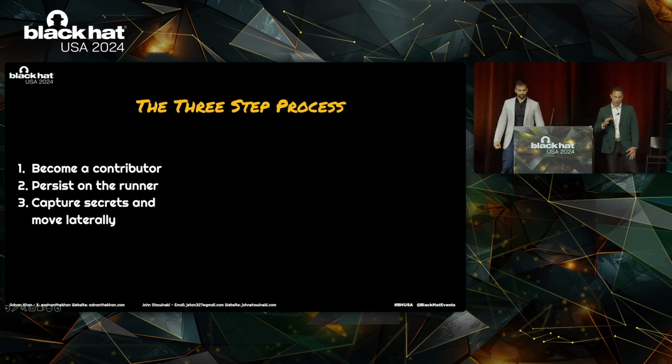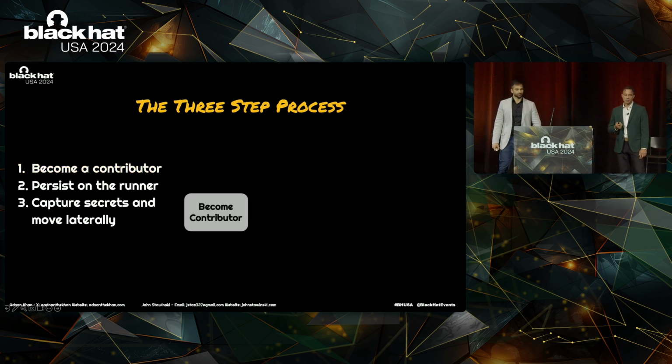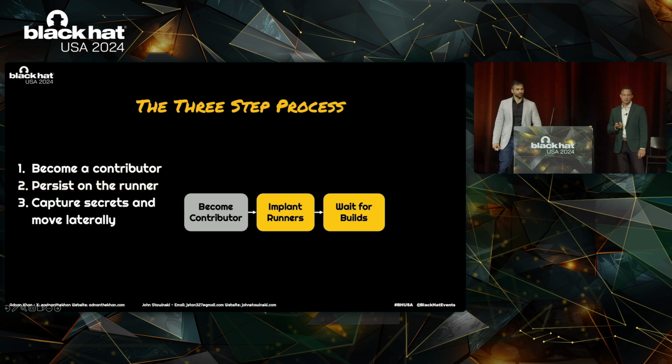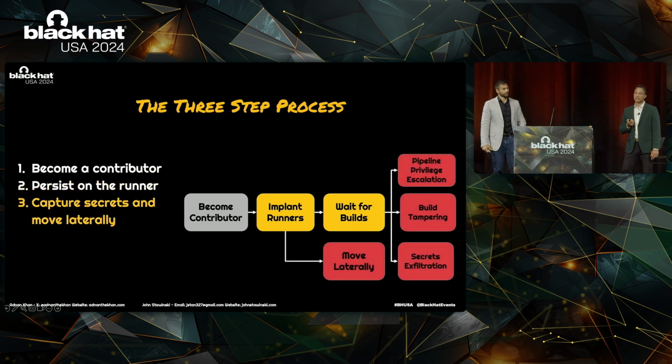We broke our common attack path down into 3 steps for you guys. Step 1 is become a contributor. Step 2 is persist on the runner, so we'll install our Runner on Runner C2 on their self-hosted GitHub runners. And then step 3, following these nice diagrams, is capturing secrets and moving laterally.